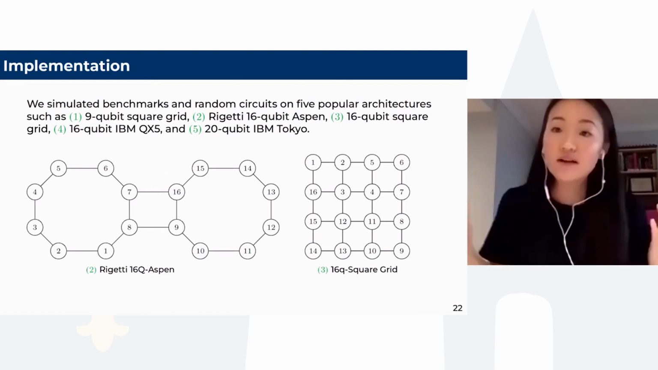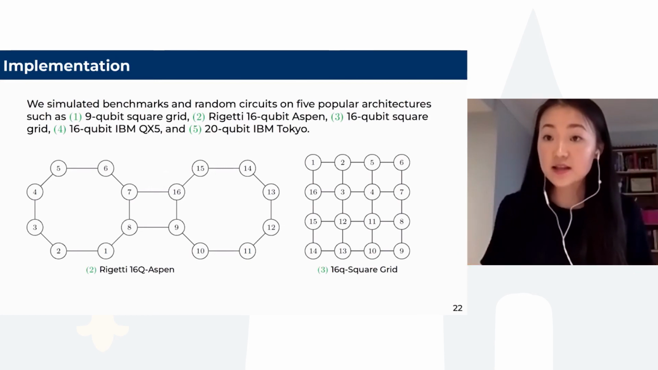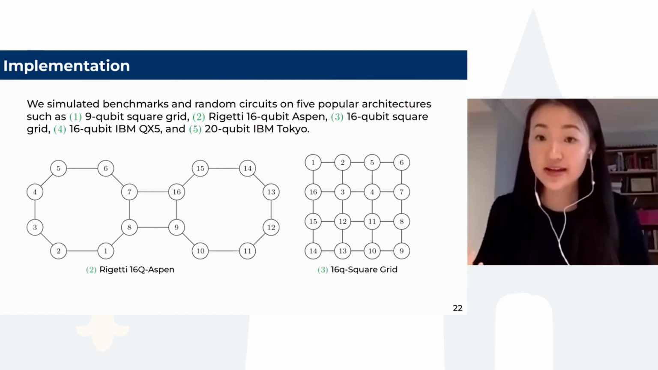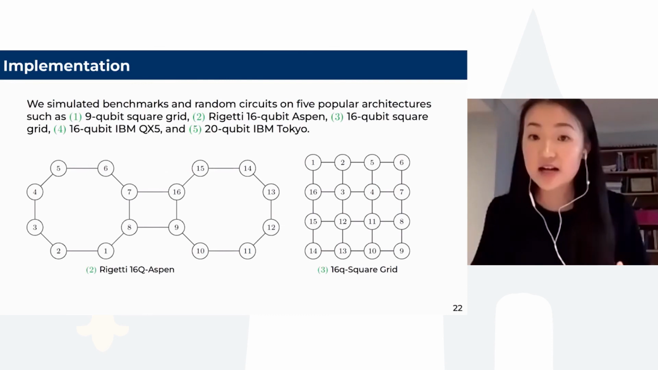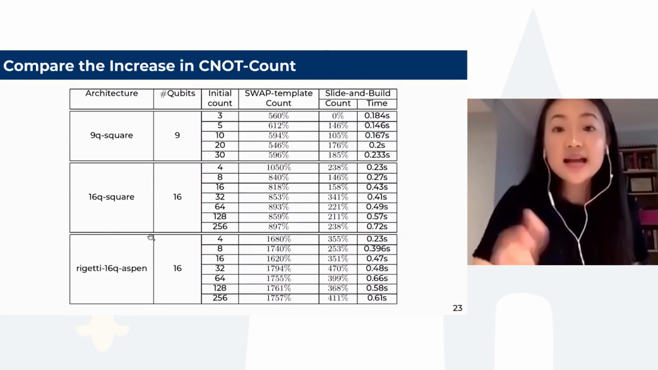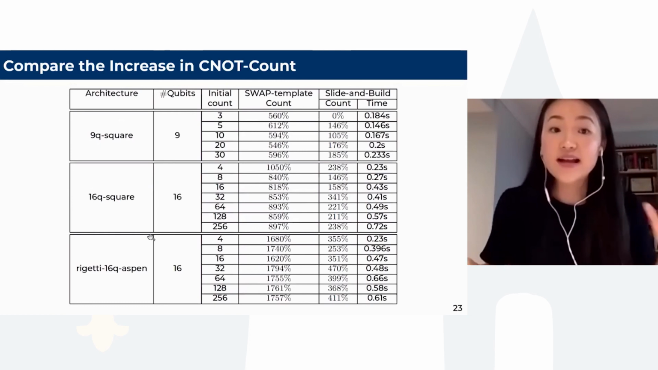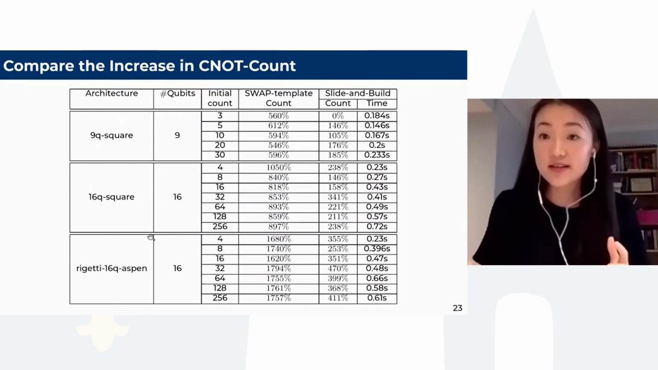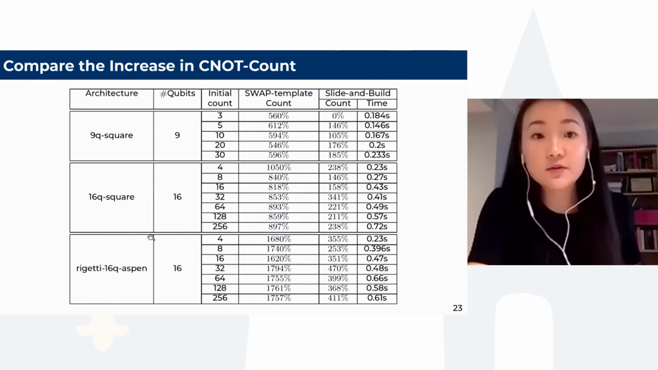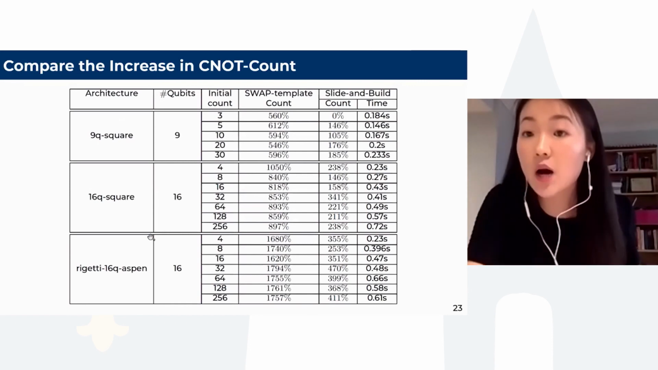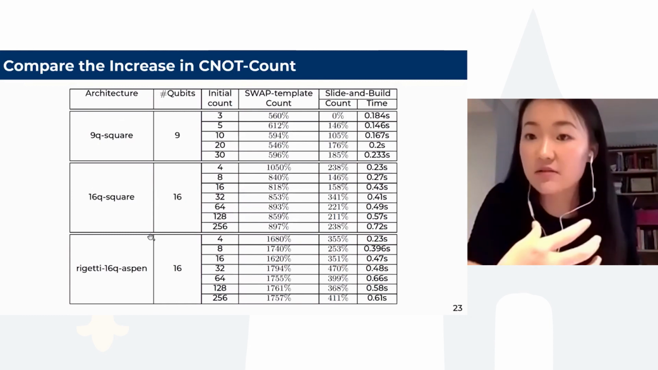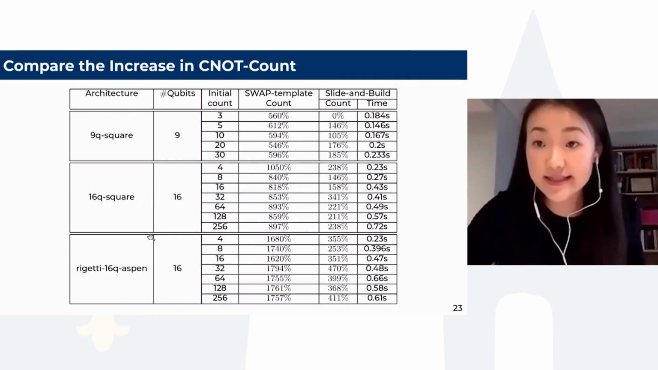So now, after doing this synthesis algorithm design, we implement it in Java and also simulate the benchmark and random circuits based on the 5 popular architectures, as you can see below. As the result, we show that for every architecture, our algorithm performed much better than a naive solution. So for example, if you look at the second column here, this shows the number of qubits that come with this architecture, and the third column displays the number of CNOT counts. That is the initial one, regardless of the connectivity constraint.